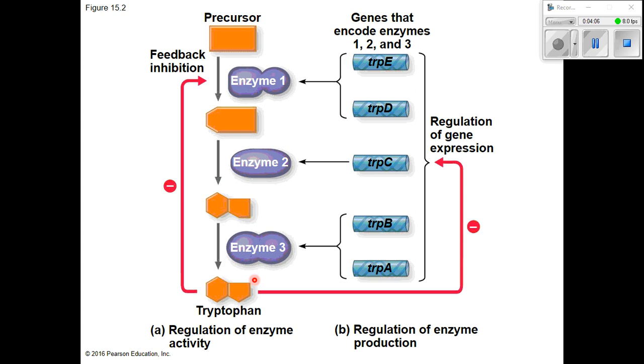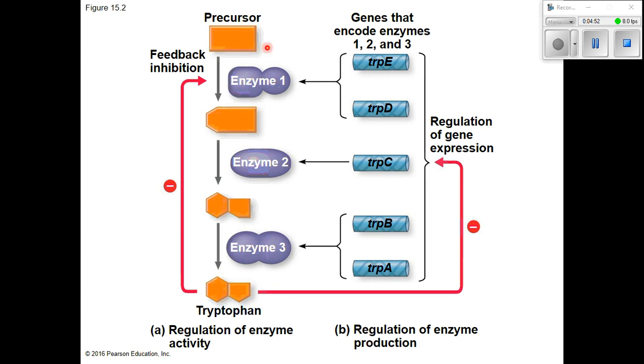Okay, so I know this looks complicated, but let's see if we can make some sense out of this diagram. So here is tryptophan. Tryptophan, remember, is an amino acid. So E. coli use tryptophan the same way you and I use tryptophan, that is to build proteins. And sometimes there's going to be plenty of tryptophan available in the environment of the bacteria. Other times, the bacteria is going to have to make its own tryptophan. And you can see there's a pathway, a metabolic pathway, a series of chemical reactions that can happen inside the E. coli cell that makes tryptophan.